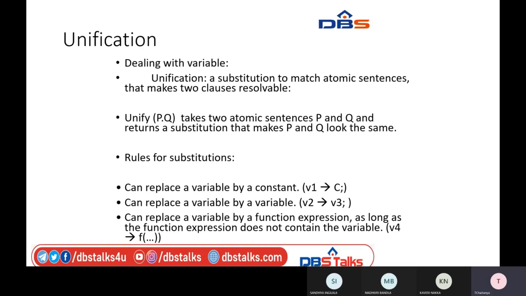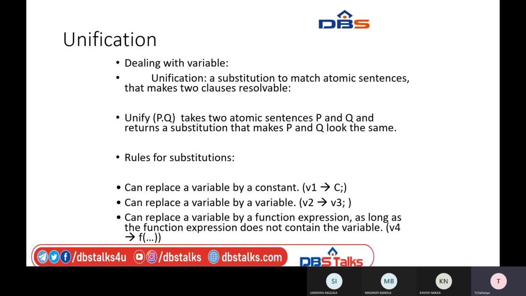See, for example, dealing with variable unification. We can replace a variable by a constant. In case one, we can substitute a matching atomic sentence, where a variable is replaced by a constant C. We can also replace a variable by a variable. So we have a scope of substitution of atomic sentences: we can replace a variable by a variable, and we can replace a variable by a constant. So these are the scopes.